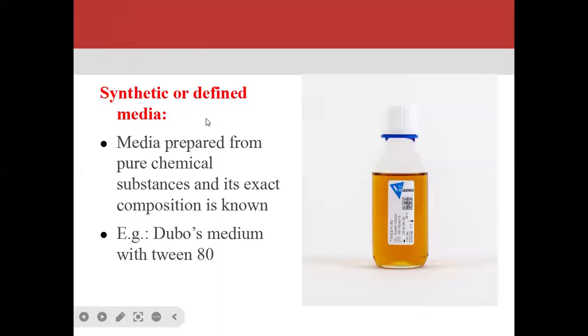Next, synthetic or defined media. What is synthetic or defined media? The media which is prepared from pure chemical substances and whose exact composition is known. So the media which is prepared by using pure chemical substances, and the exact composition is known, that is called synthetic media.